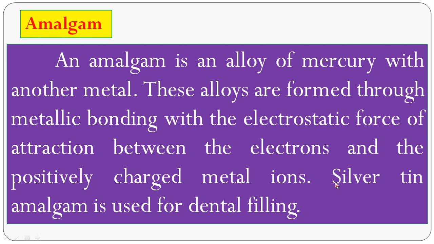Here this alloy, that is silver and tin. Silver has the symbol Ag and tin has the symbol Sn, and this silver tin amalgam is used for dental filling. It is used to fill the cavities in the teeth. Dental filling is called a silver and tin amalgam.